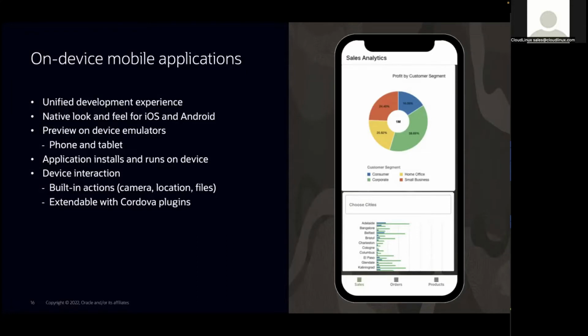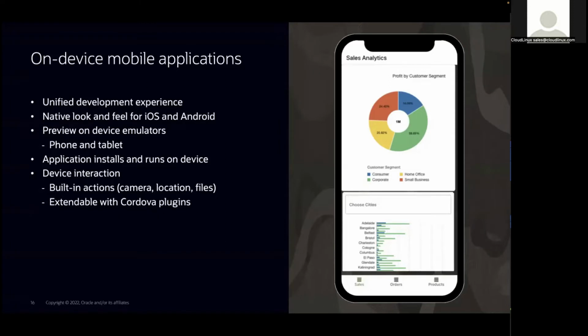It also supports device interaction in Visual Builder. We have built-in actions like camera, location, and files. We will use the location action to get mobile device location information in today's session and demo.